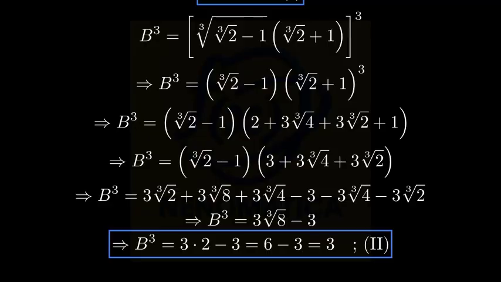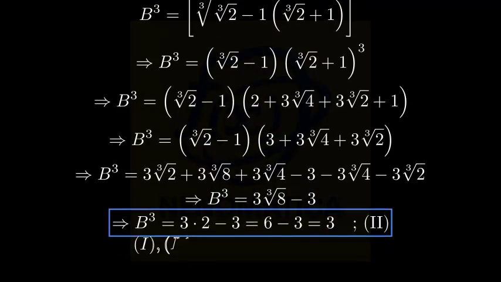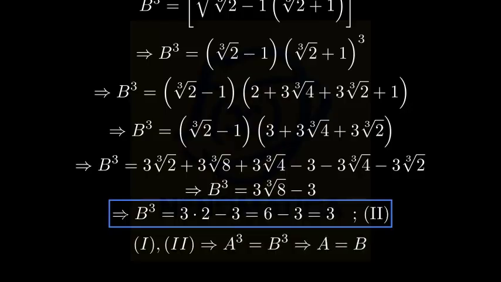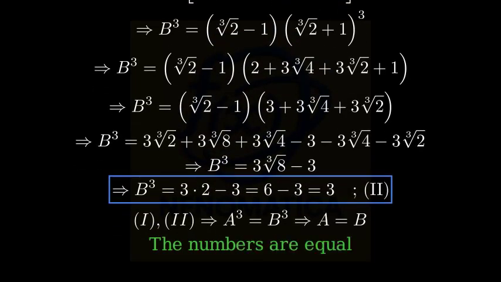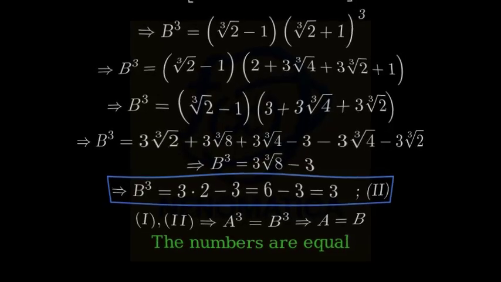Now we can compare a cubed and b cubed. From our calculations, a cubed equals 3, and b cubed equals 3. Therefore, a cubed equals b cubed, which means a equals b. So the answer is that these two numbers are equal.